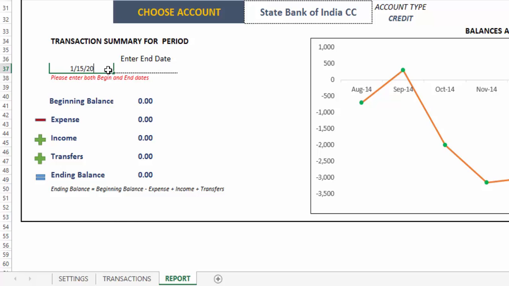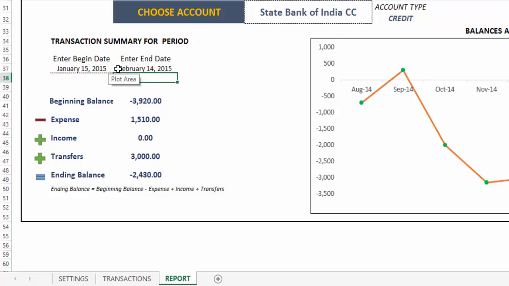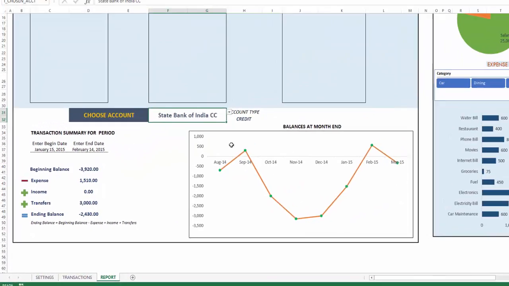For example, I can type in 1/15/2015, so beginning on January 15th and ending on February 14th, let's say this is my monthly cycle. For the specific credit card account, once I type in these two dates, it'll tell me that on January 15th my beginning balance was this. Between these two dates, I spent 1,510 rupees in expenses. I didn't get any income into this account, and I transferred 3,000 from this account. So the ending balance was this. This is how you can track the transaction summary for any specific period for any specific account.